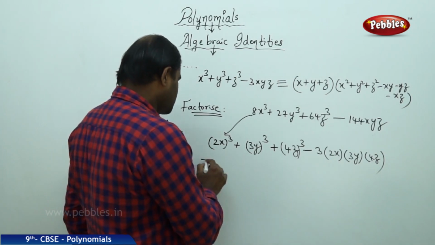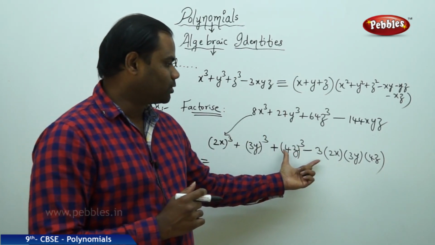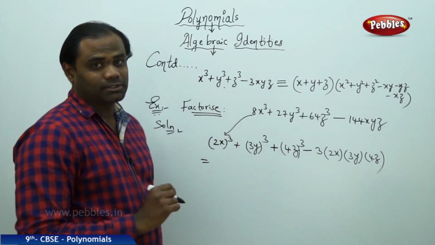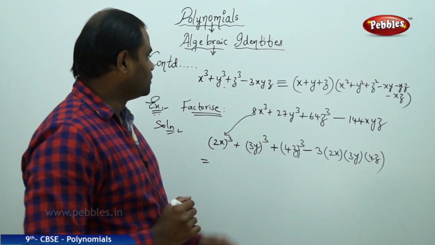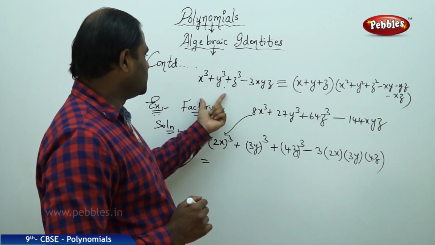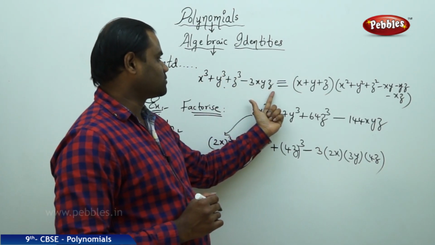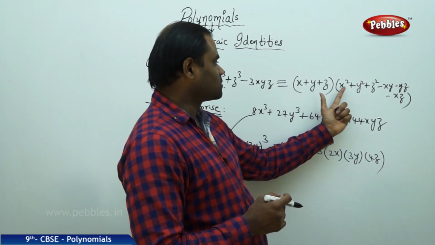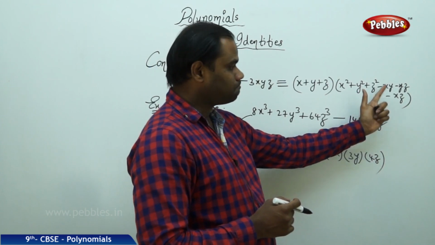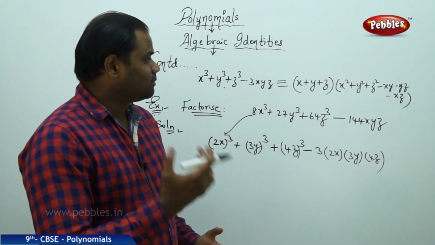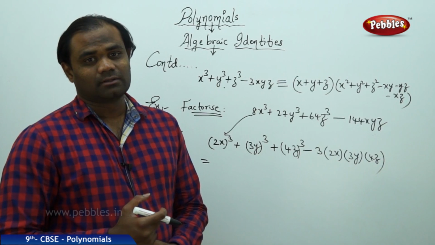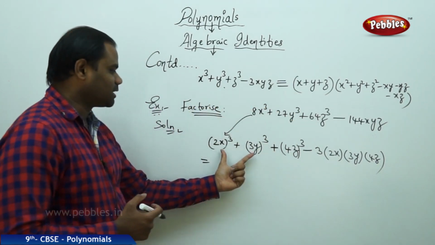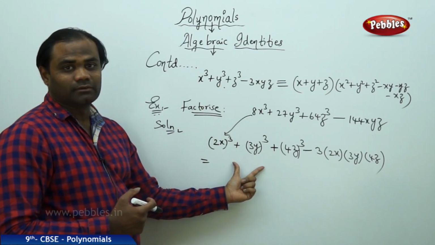And the reason why I expand and put it into this form is the algebraic identity which is identified here. We know that the algebraic identity x cubed plus y cubed plus z cubed minus 3xyz is identically equal to x plus y plus z into x squared plus y squared plus z squared minus xy minus yz minus xz. So using this algebraic identity, I compare the left hand side of this identity with the given problem.